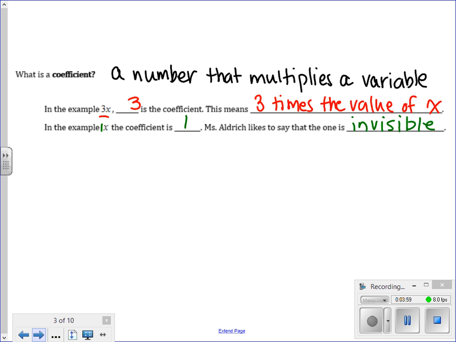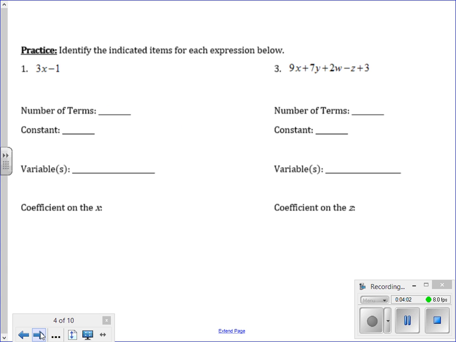Now let's do a little practice just with identifying terms, variables, and constants. Okay, so the first example we have is 3x minus 1. We need to identify the number of terms. Well, it looks here like I have 2 terms separated by that minus sign. So there are 2 terms in this expression. Next, the constant, again, that's the lonely number that's all by itself. The lonely number here is negative 1. The variable, or the letter, in the expression here is just x.